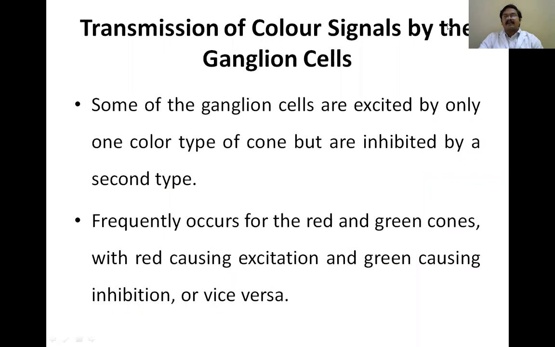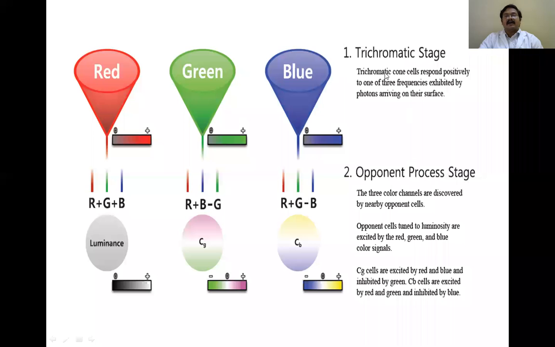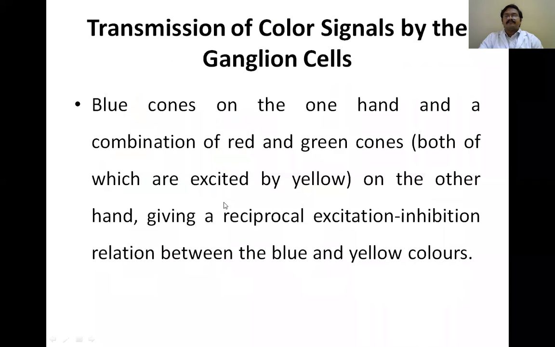The transmission of the color signal by ganglion cells: some of the ganglion cells are excited by only one color of cone, but inhibited by a second type. This frequently occurs. Suppose a cell is stimulated by red, it is inhibited by green. If stimulated by green, it is inhibited by red. If stimulated by blue, it is inhibited by yellow. We have already discussed this in detail. This is the opponent color vision theory.